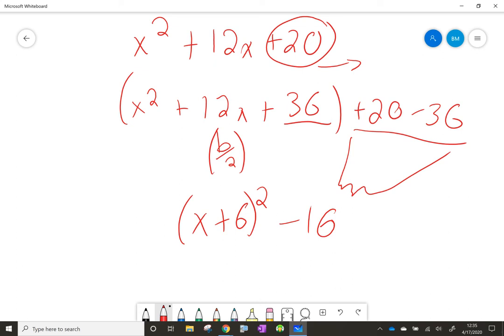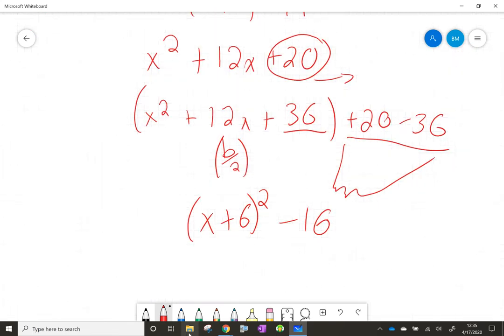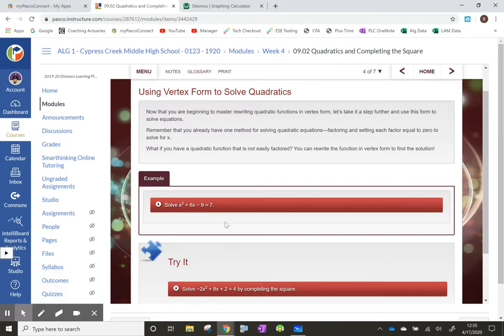There's your final answer. So it's not a very long process, but it can be kind of tricky, especially at first, and especially when you get to those harder problems that we struggled with before this. Okay, but now how do you solve quadratics? Remember, we solved them through factoring before. How can we solve them using this method?